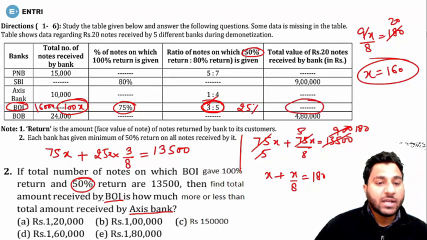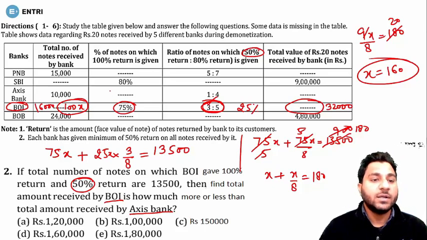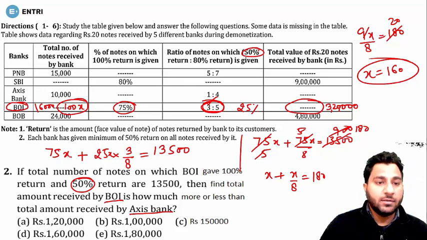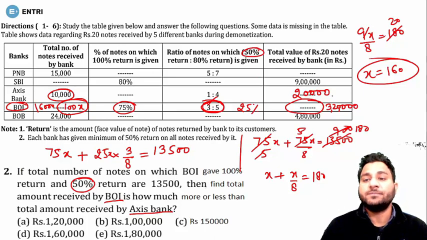Then find the total amount received by Bank of India. So Bank of India will receive definitely 3,20,000. Okay, how much more or less than the total amount received by Axis Bank? Look at this. The Axis Bank received 10,000 notes. Once you multiply it with 20 to get the total value received, it will become 2 lakh.